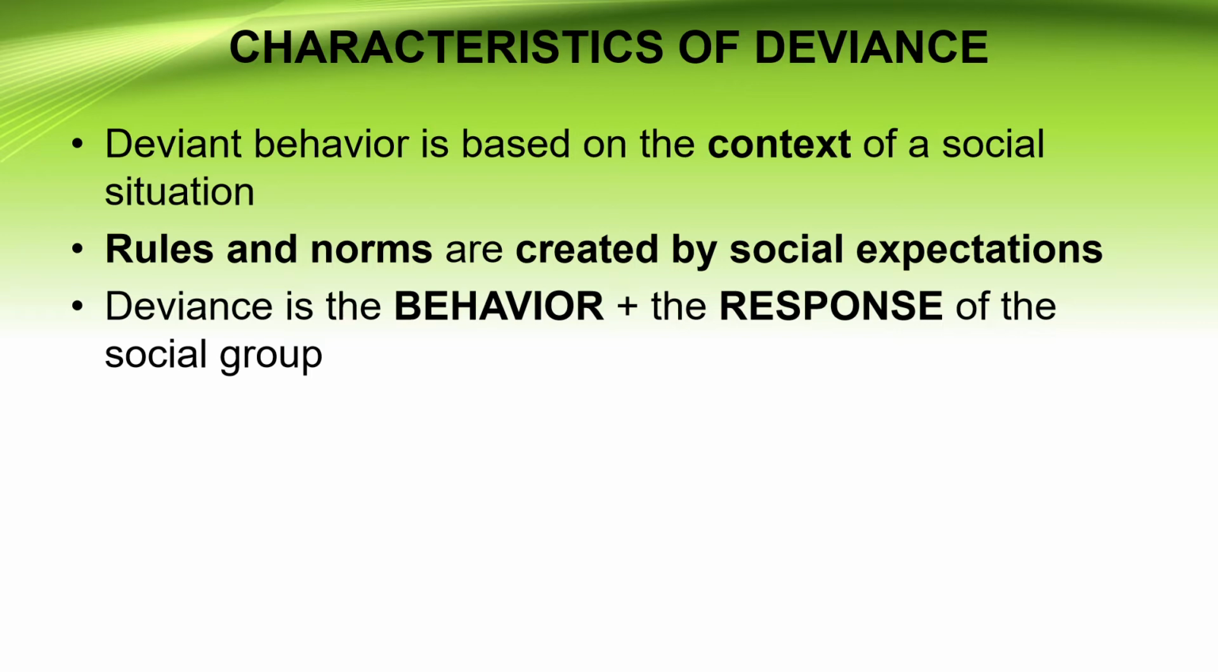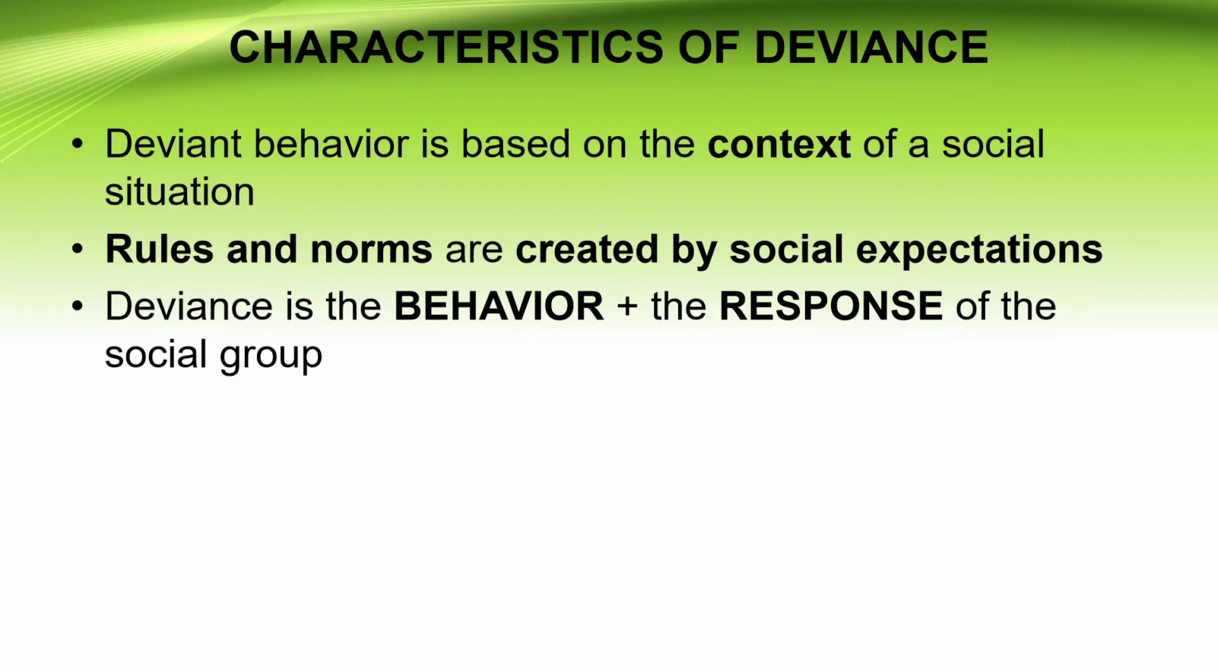Second, rules and norms are created by social expectation. Certain social situations call for certain social expectations, and in order to meet these expectations, rules and norms were created. And lastly, deviance is the behavior plus the response of the social group. It means that for an act to be called deviant, it must be, quote unquote, labeled by the members of the group.